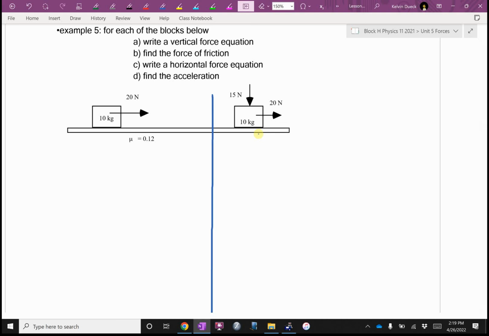Claudia, what does A want me to find? Read me the whole thing. Vertical force equation? I'm not going to do that yet. By them asking me that, how should I start this off? Free body diagram. You and me, we're going to do the free body diagram for both of these. Let's start on the left.